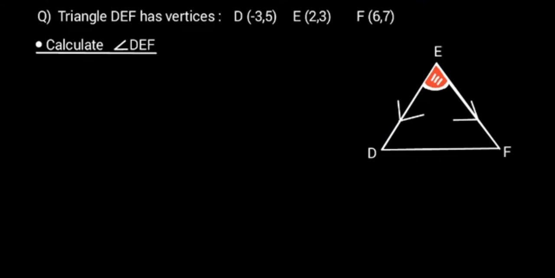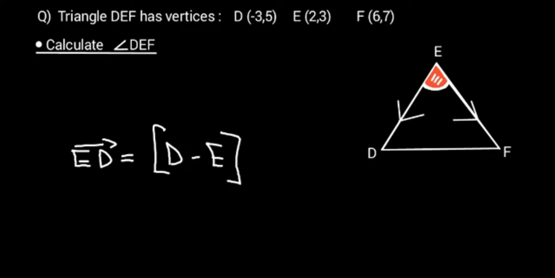The easiest way to find the angle where E is to find the two lines that the angle is between, which is here ED and EF. So let's start with ED equals, and that simply means we're going to make D minus E. So how do we do that?